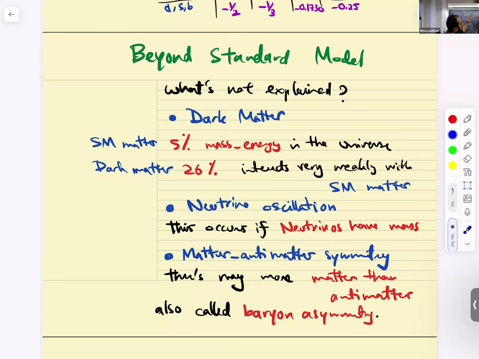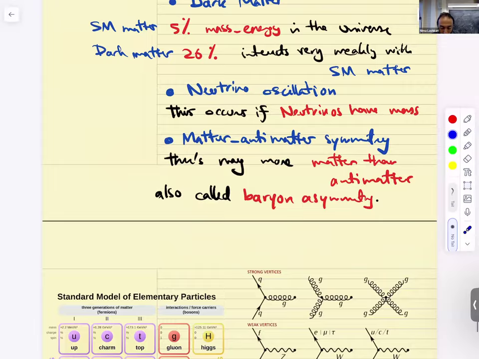But neutrino oscillations are actually problematic. Dark matter is even worse. All right. Now, let's see. Do I have a slide on the hierarchy problem? No. But let me go off of this.